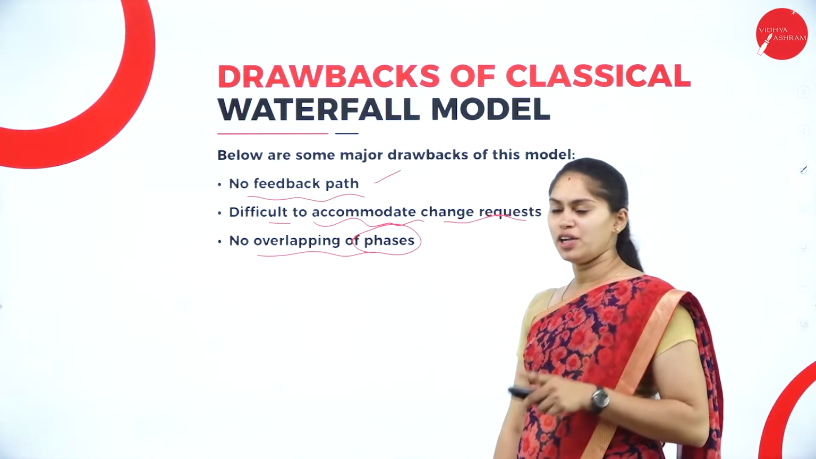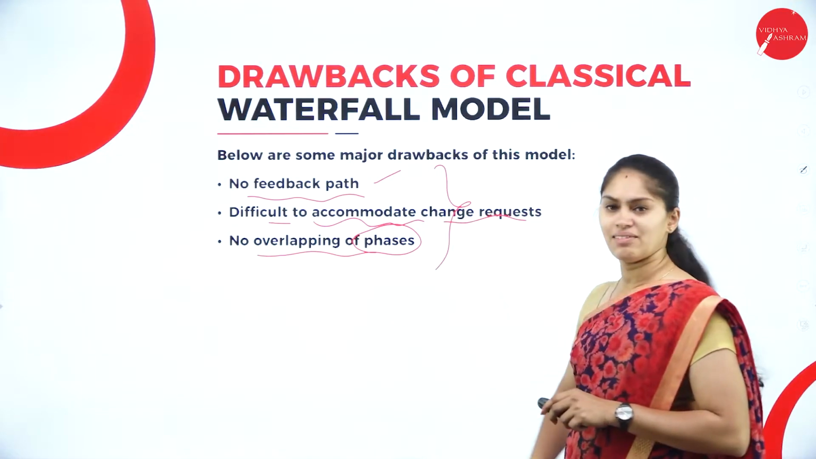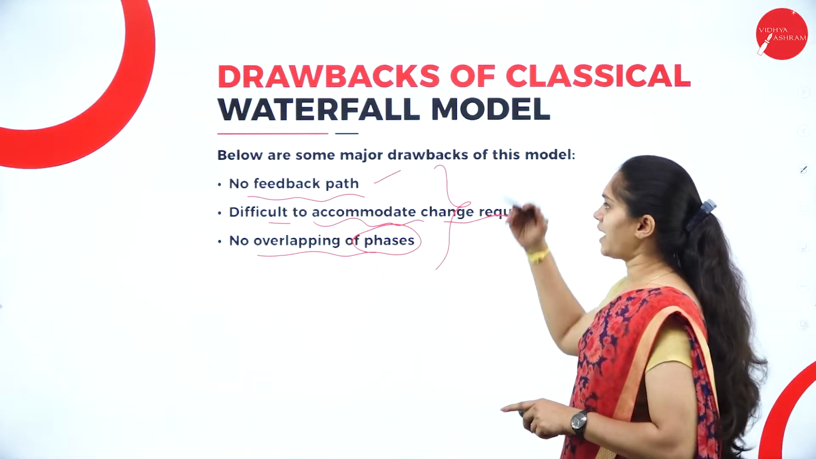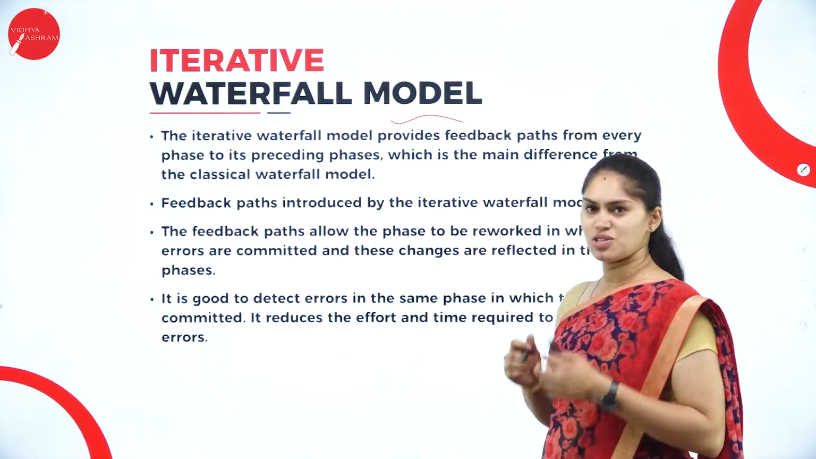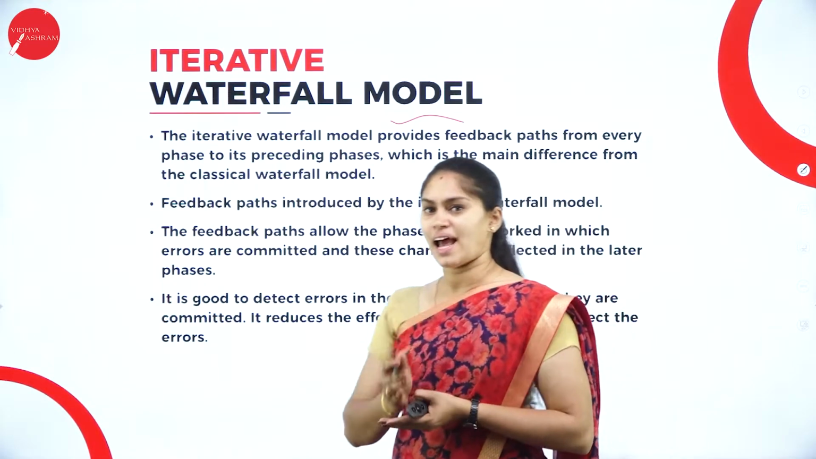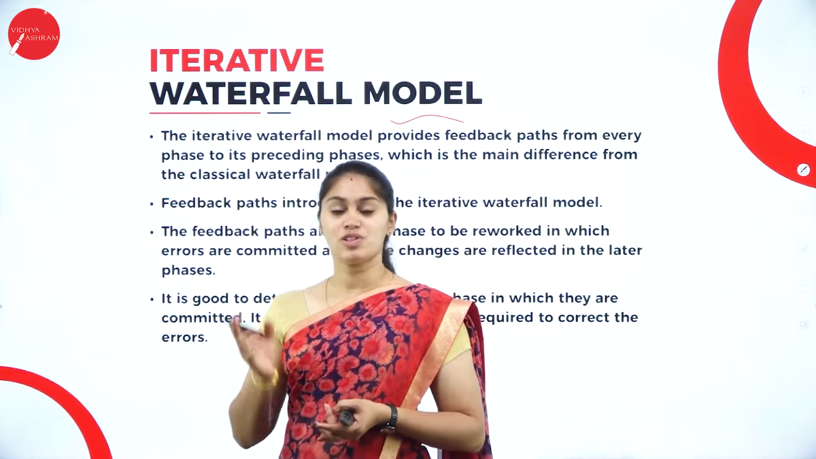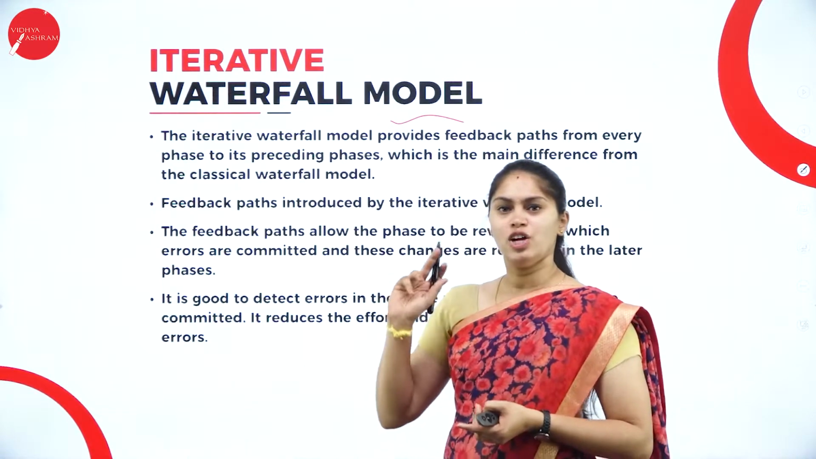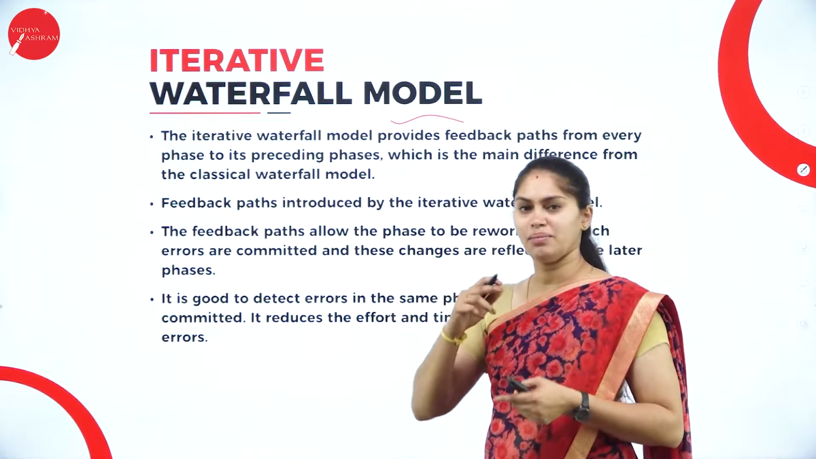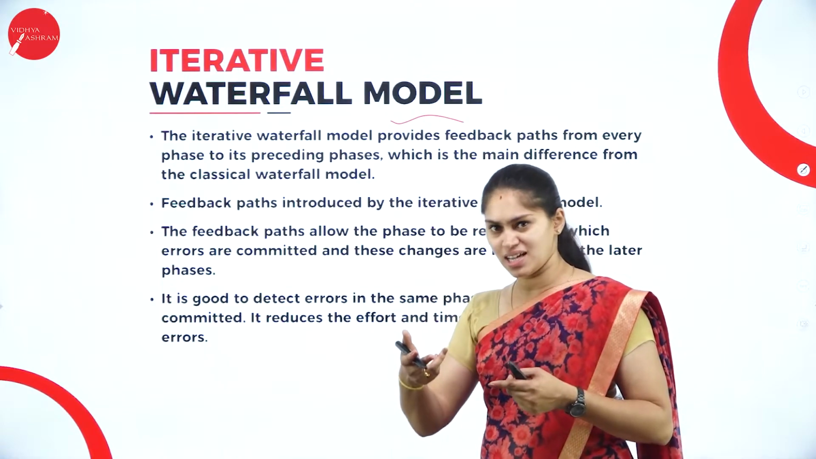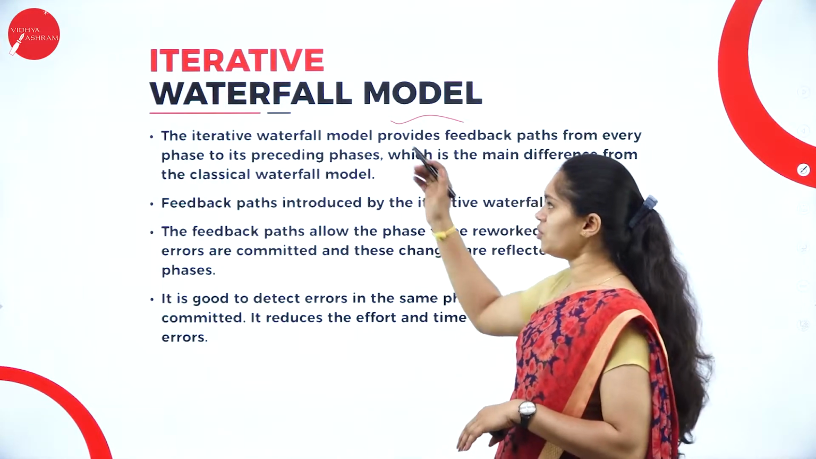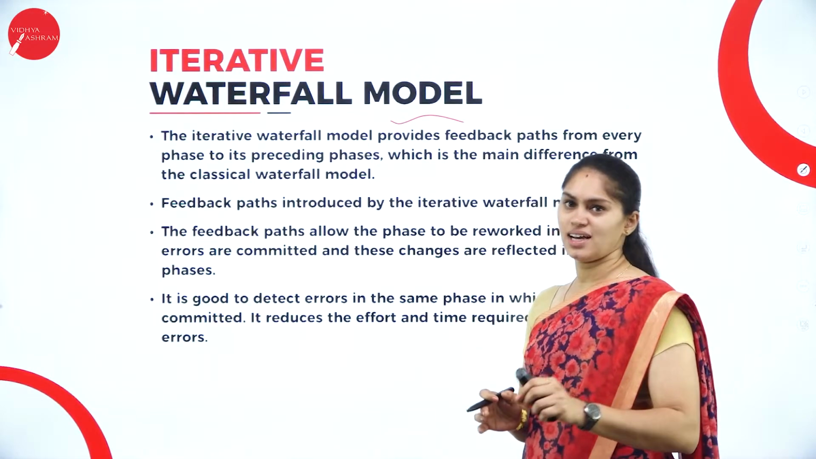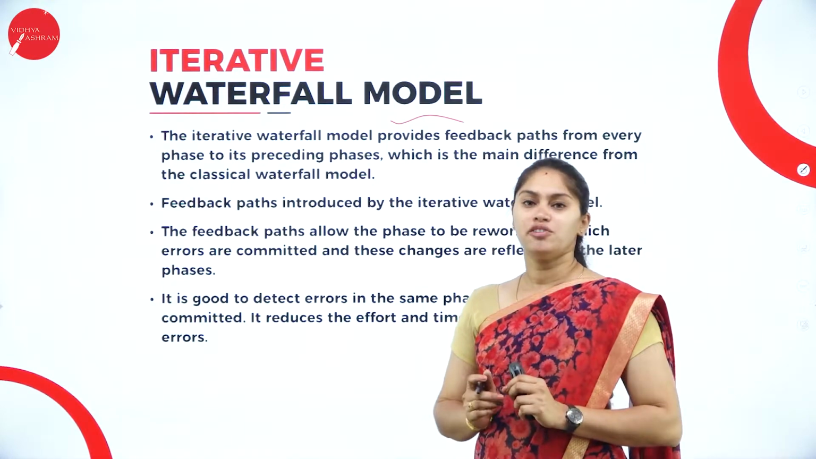In order to overcome all these disadvantages, we have one more kind of waterfall model, that is the iterative waterfall model. There is a small difference between the classical and the iterative. In the classical waterfall model, we don't have a feedback path. That means I can't go back to the previous stage if I want to make any changes. But in the iterative waterfall model, there is an advantage. We have a feedback path.